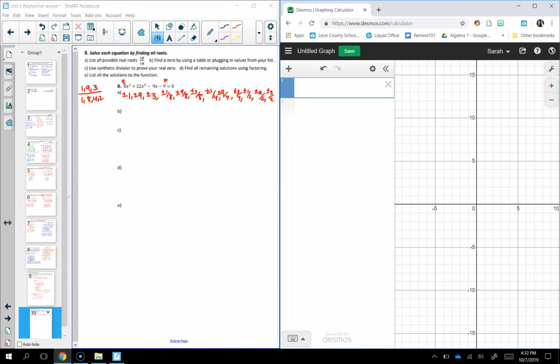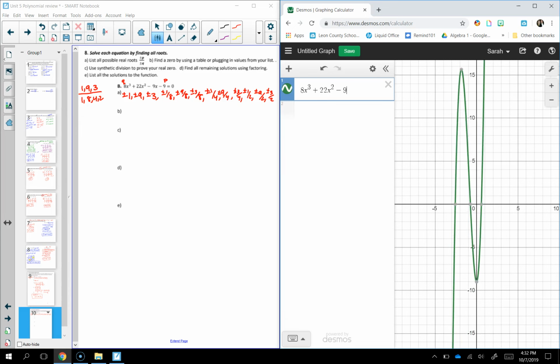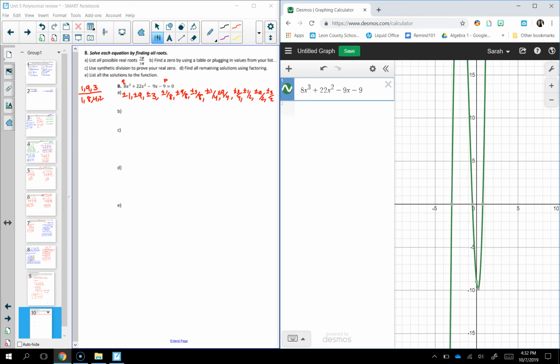Let's do a new one. Alright, 8x cubed plus 22x squared minus 9x and then minus 9. Okay, it's crossing 3 times. Looks like it's crossing at negative 3 and then some decimals. Let's use negative 3. Okay, so I'm going to use negative 3 for my synthetic division.